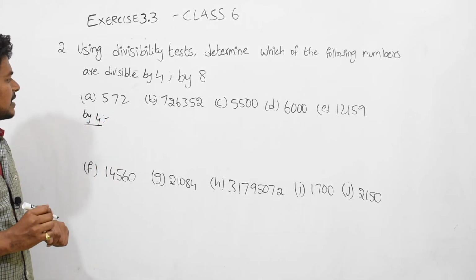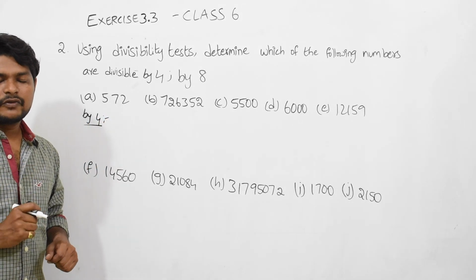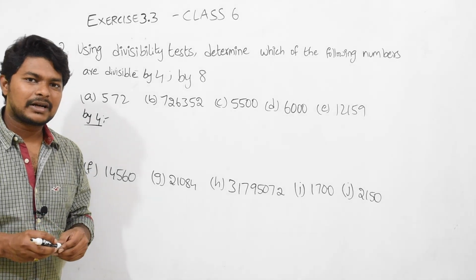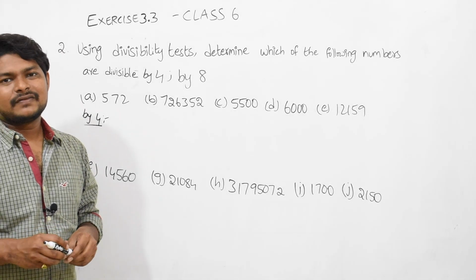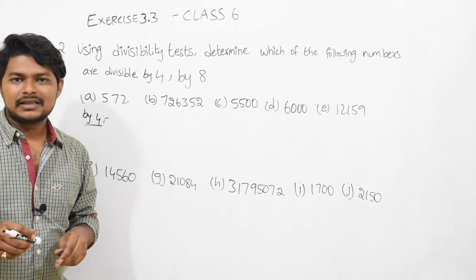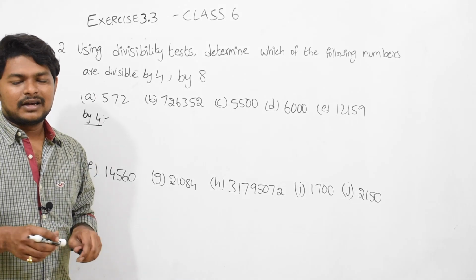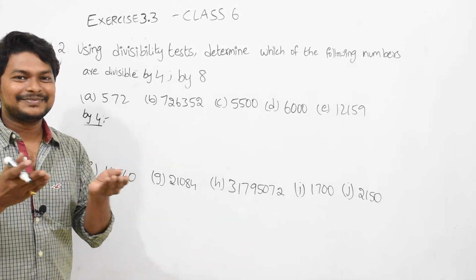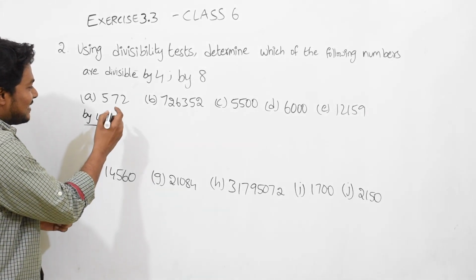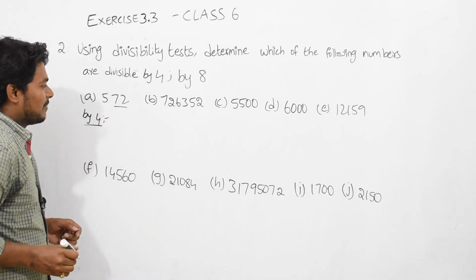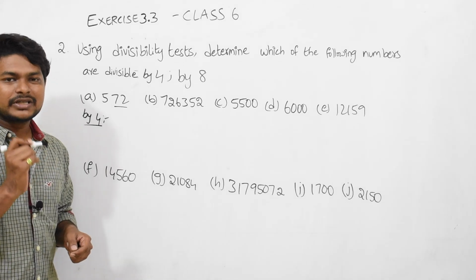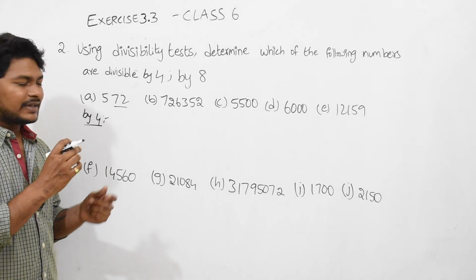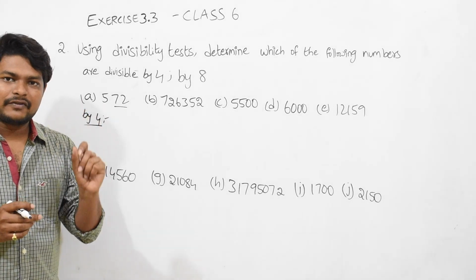What is the condition for divisibility by 4? Try to remember. We have already seen the big table. You take the last two digits of a number and see whether those two digits are divisible by 4 or not.